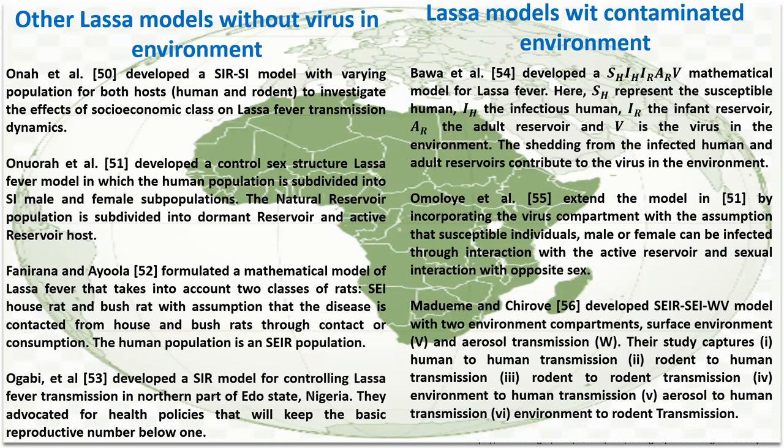Now, when it comes to the contaminating environment, which is the main thing that drives this virus, we have Bawa et al., who consider an SI model. In this SI model, the H has to do with the human compartment, while the R has to do with the rodent. They consider susceptible and infected humans. They also consider an infant reservoir and an adult reservoir, where the adult one is the one that carries the virus. They also consider virus in the environment, which is contributed by adult reservoirs and the infected woman.